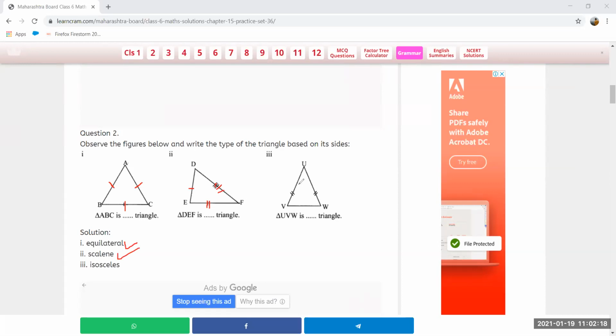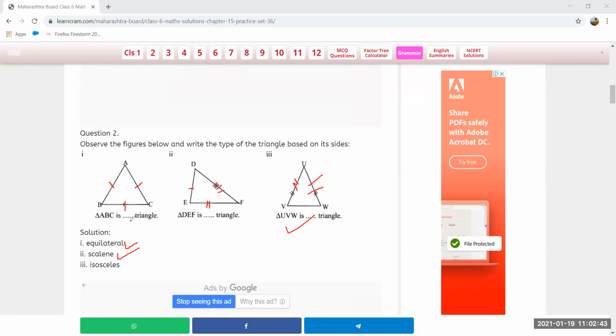And if two sides are similar, see this sign represents that two sides are similar. Okay, these two sides are similar. If any two sides are similar in a triangle, then we can call it an isosceles triangle. Isosceles triangle.